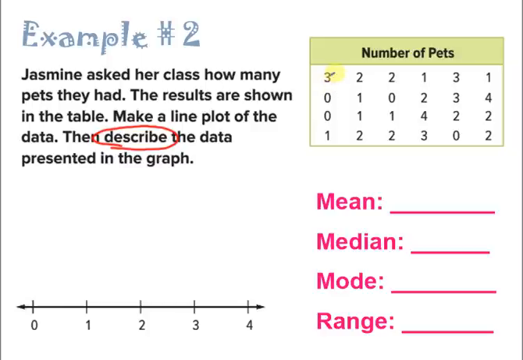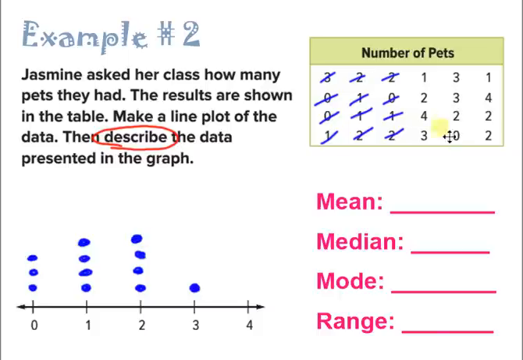So I'm going to work my way down the first column. So I have 3, 0, 0, 1. And I'm going to use dots this time. And then I have 2, 1, 1, 2. 2, 0, 1, 2. 1, 2, 4, 3. 3, 3, 2, 0. 1, 4, 2, 2.